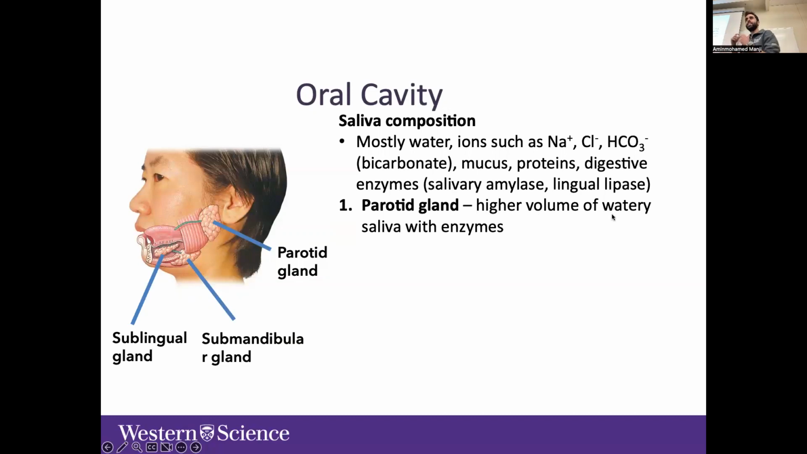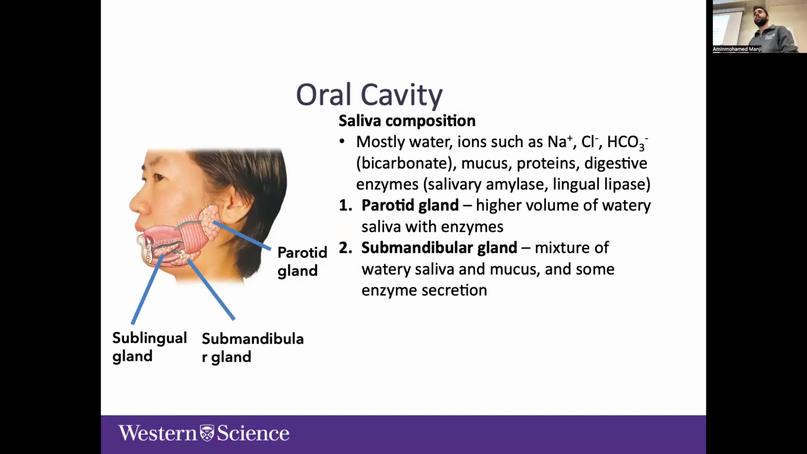And hopefully it makes sense that it's watery, because if you're eating food, you do not want to have a dry, sticky mouth. You want to have water to be able to break it down and make it easier to chew and swallow. There's another pair of salivary glands that contribute to enzyme secretion, the submandibular gland. That's located just below the mandible, or the jawbone, basically.